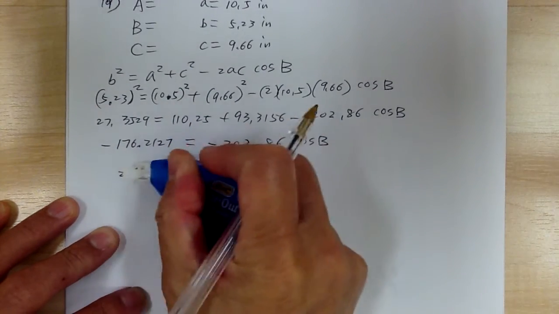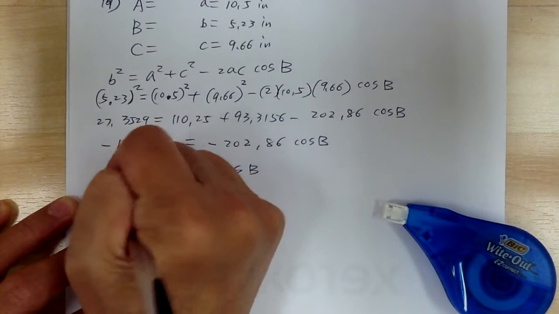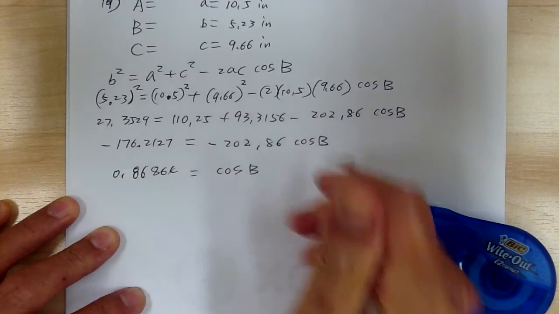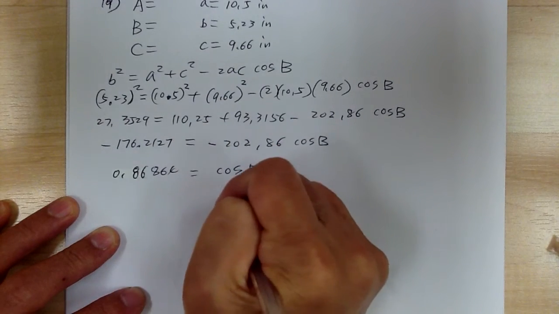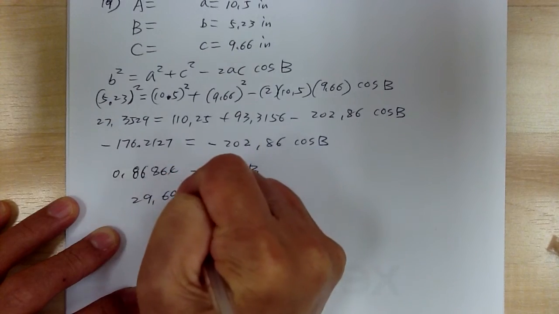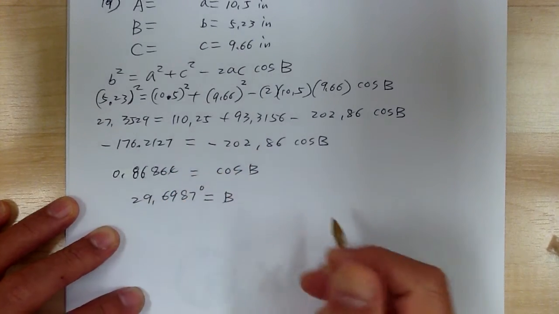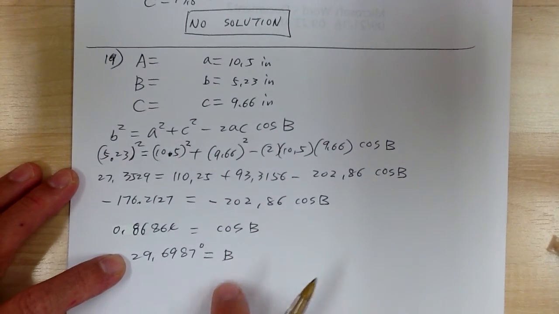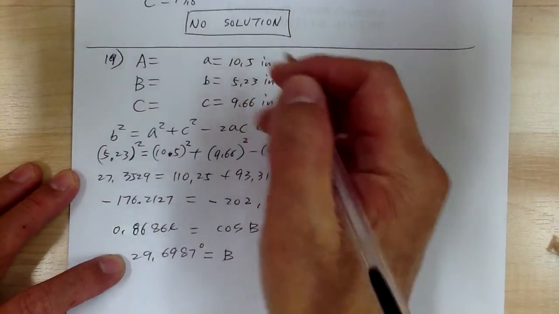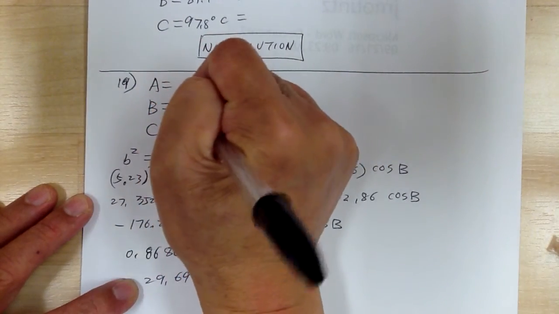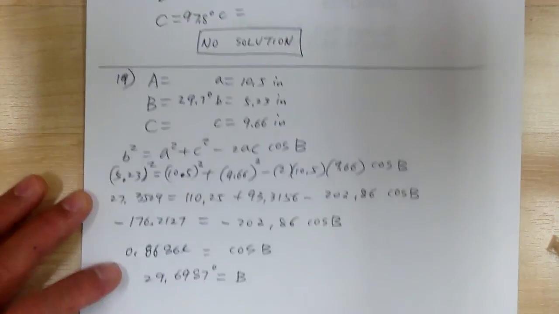Divide. So you get 0.86864. Take the inverse cosine, so angle B is equal to 29.6987 degrees. Okay, when you put this over here, again, round it to just one decimal place, so you get 29.7 degrees.